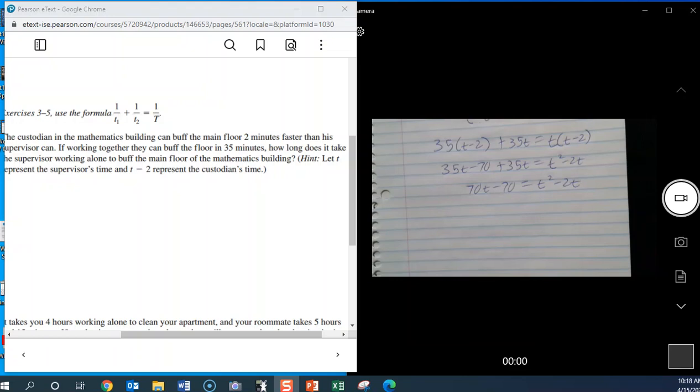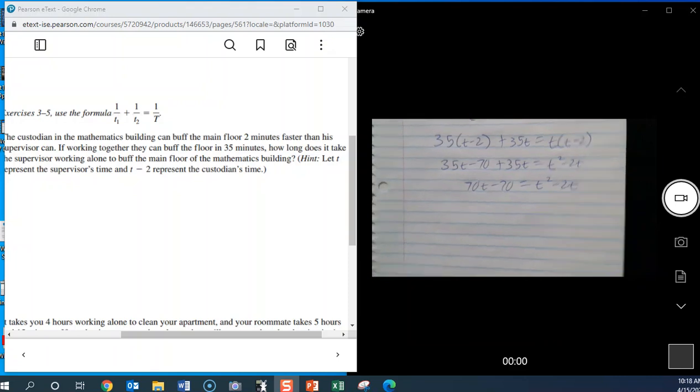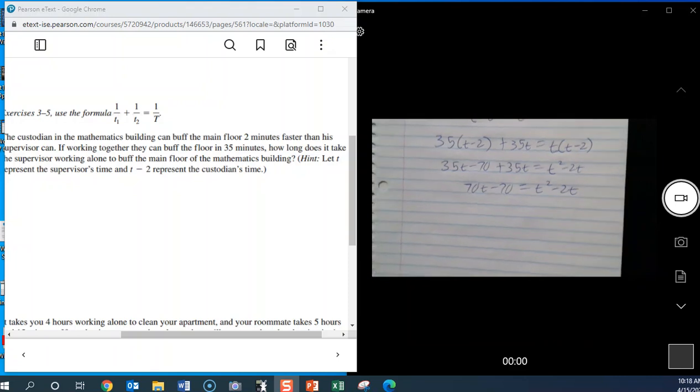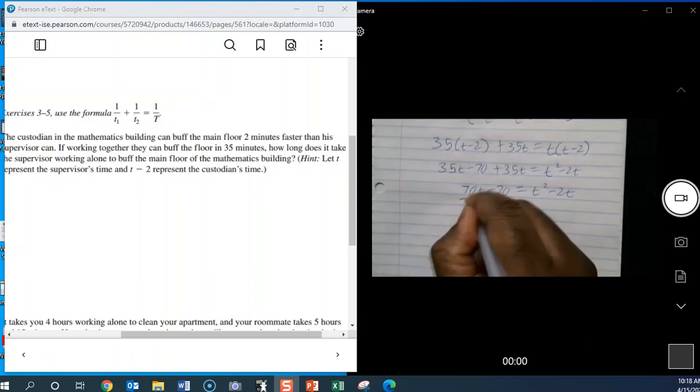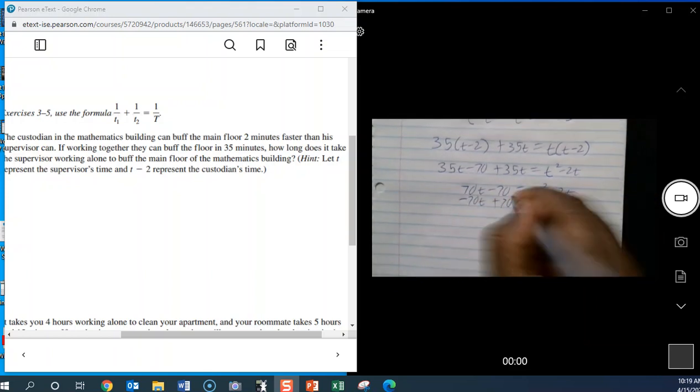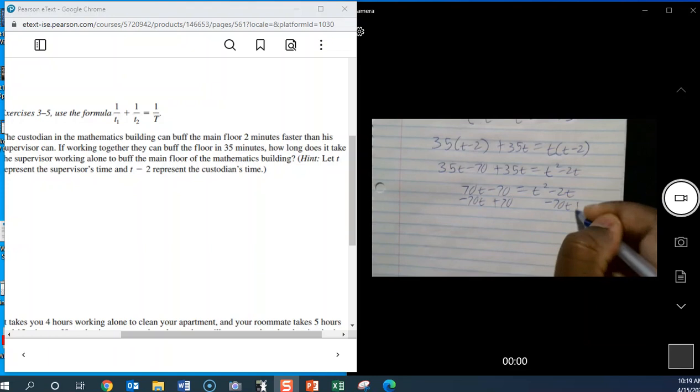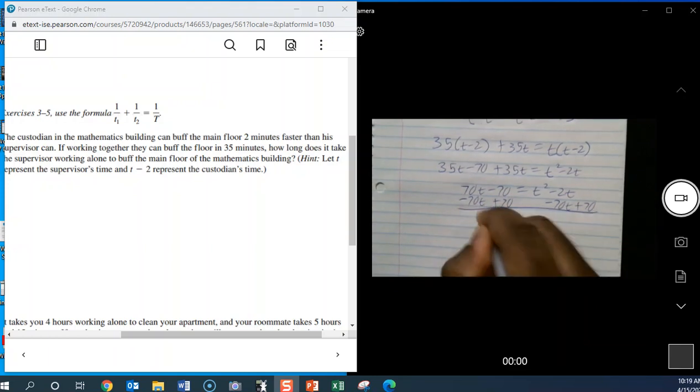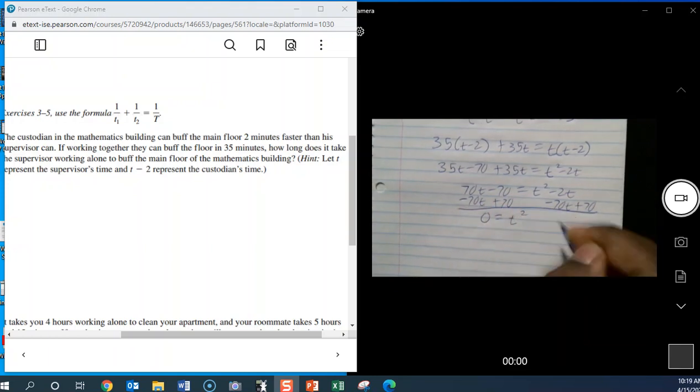Now, what we should do here, we should move everything over to one side and have this equal to 0, because this looks like it is going to be a quadratic equation. So we could subtract 70t and add 70 on both sides. So this would be 0 is equal to t squared minus 72t plus 70.